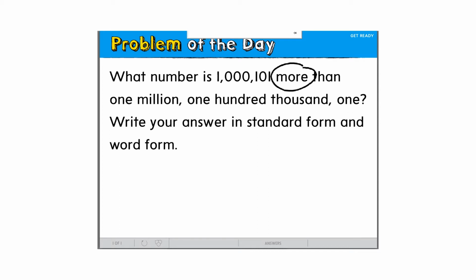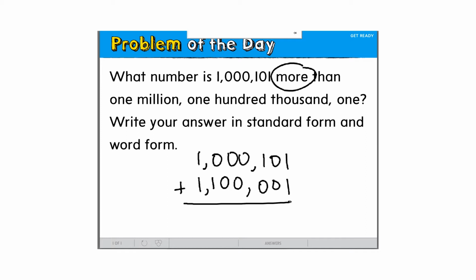Okay, as you spoke to your partner, hopefully here's what you came up with. The first number was already in standard form, 1,101, and we're going to add that with the number, 1,100,001. So that's what that number looks like. So when we add those numbers together, we get 2,100,102. Yes. It doesn't ask you for that. It asks you for the answer in standard form and the answer in word form. Correct. I wasn't finished yet.